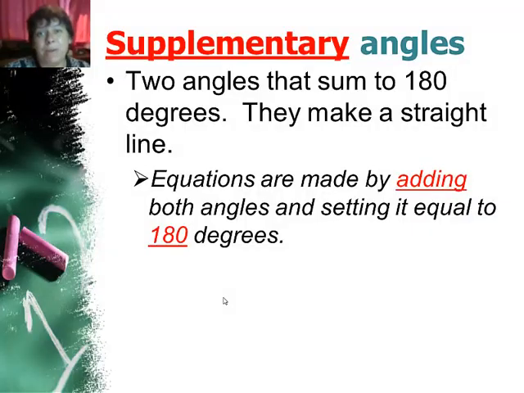What does supplementary mean? Supplementary means two angles that sum or add to 180 degrees and make a straight line. So you make your equations by adding the two angles: angle 1 plus angle 2 equals 180. Get in the practice of writing an equation.